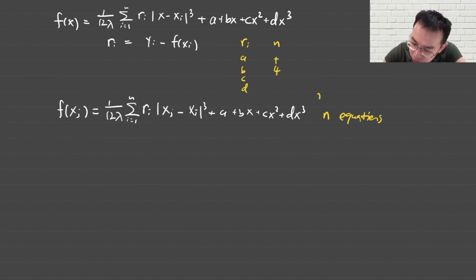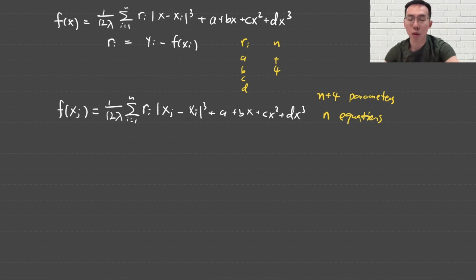And then we have n plus 4 parameters. So this means we are almost there, except that we need 4 more equations in order to solve this. So this is a problem of identifiability. It means that there is not one unique way to solve this problem, and we just need to fix that.